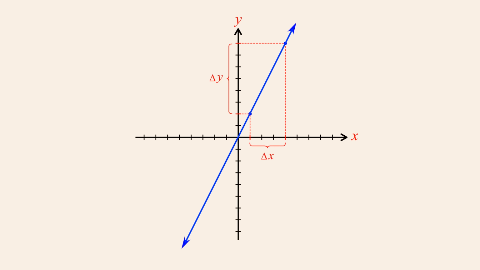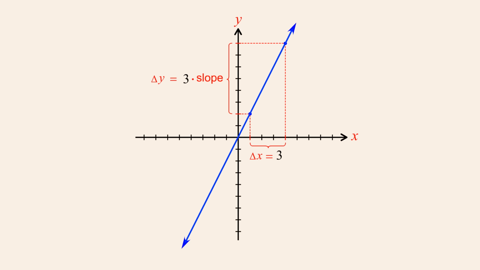If delta x is 1 unit, we know that delta y is the slope of the line. As we change the distance between the pair of points, both delta x and delta y change by the same multiple. If we change delta x by a multiple of 2 or 3, delta y also changes by that multiple.